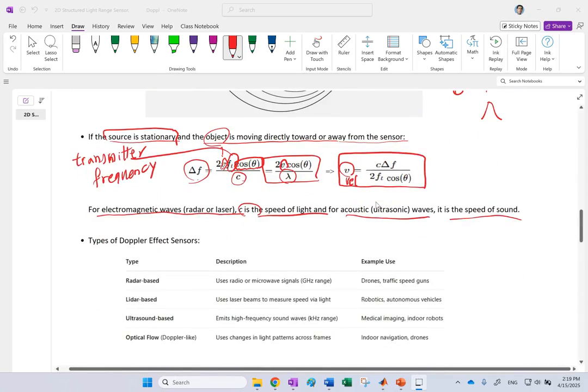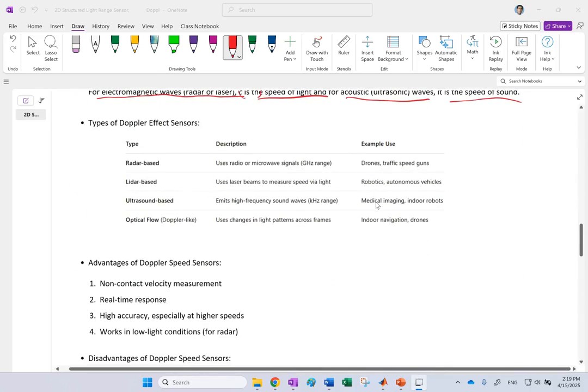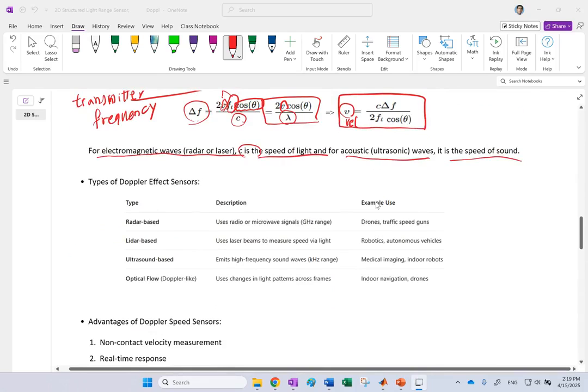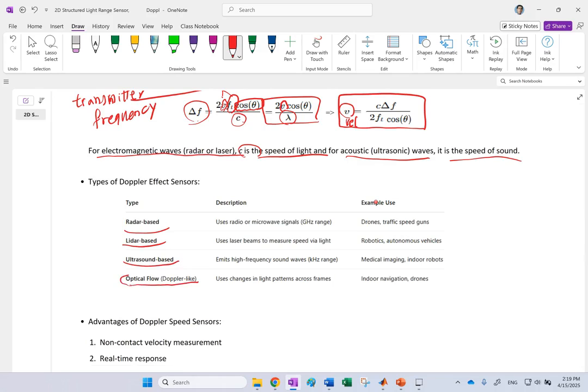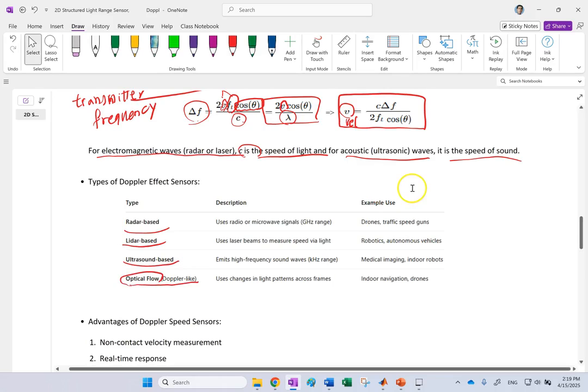Now, briefly, if we want to talk about the types of Doppler effect sensors, they are radar-based, LiDAR-based, and ultrasonic-based, so we can use all of them, and there is a special kind for vision called optical flow-based. What is optical flow? That's the apparent motion of the pixels in an image. If you want to know about optical flow, I have several videos under my playlist, Computer Vision and Image Processing. You can learn about optical flow.